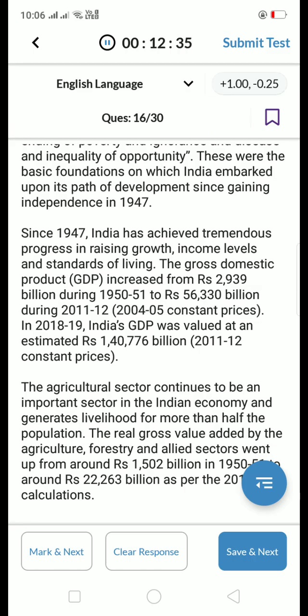The gross domestic product increased from 2,939 billion during 50-51 to 56,330 billion during 11-12. In 1819, India GDP was valued at an estimated 140,776 billion.